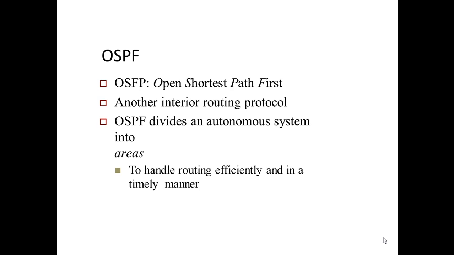The purpose of this division is that you will be in a better capacity to handle the routing efficiently and in a timely manner. If you have divided a big network into small networks, you will be able to handle that very efficiently. Similarly, if you further divide the autonomous system AS into more areas, you will be able to handle those areas independently and more efficiently.